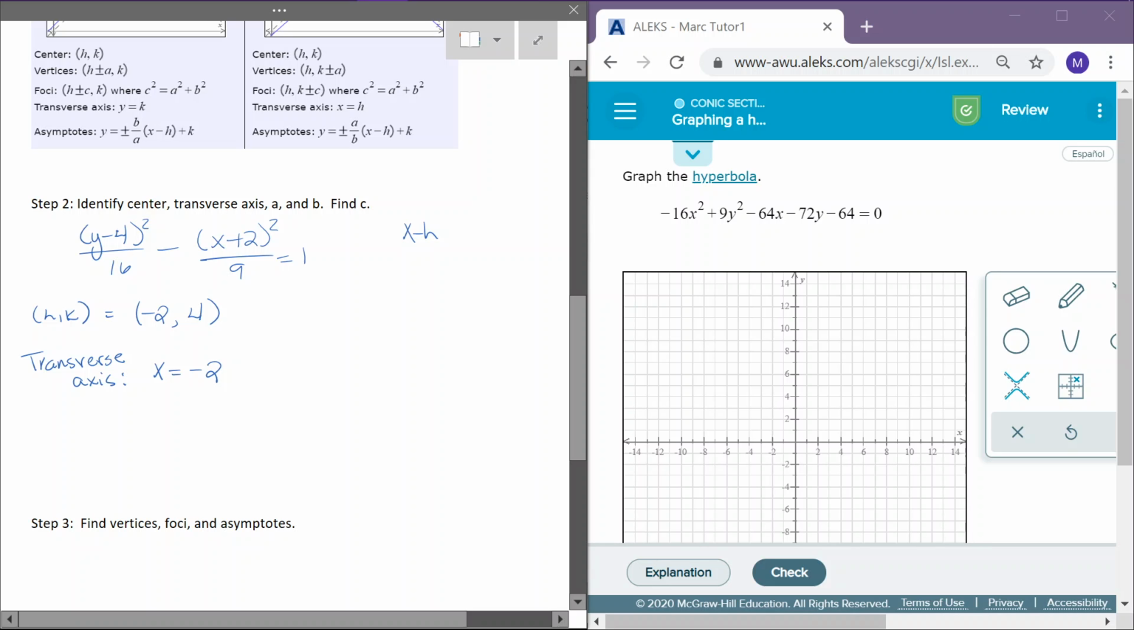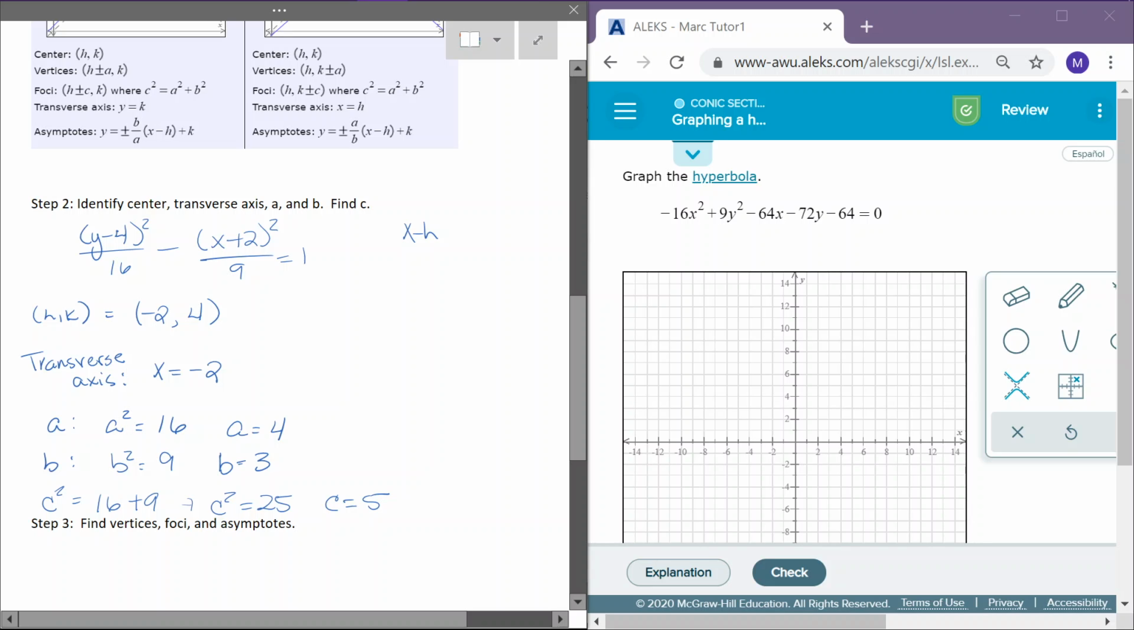Then we want to identify a. So here we know that a squared equals 16, so that means a is equal to 4, because a and b are always positive. b squared is equal to 9, so then b is equal to 3. And then to find c, we have c squared equals a squared, which is 16, plus b squared, which is 9. So c squared equals 25, so c equals 5.